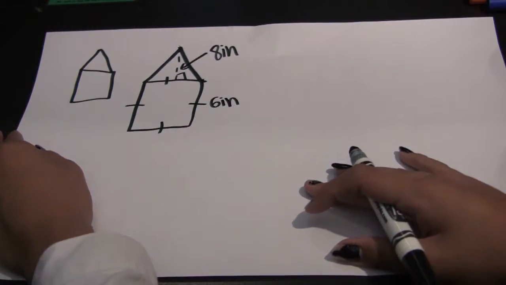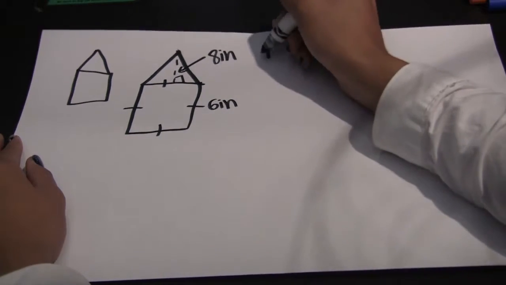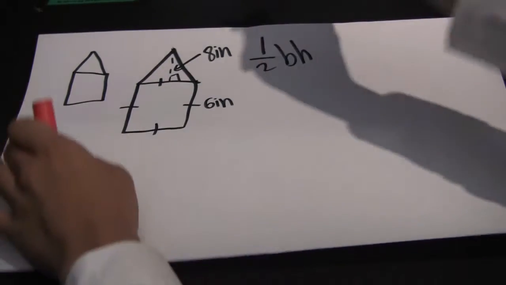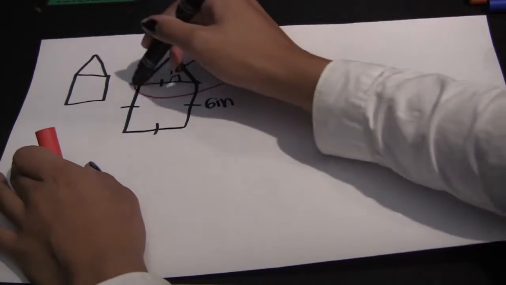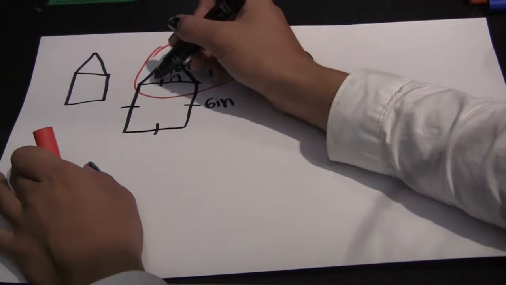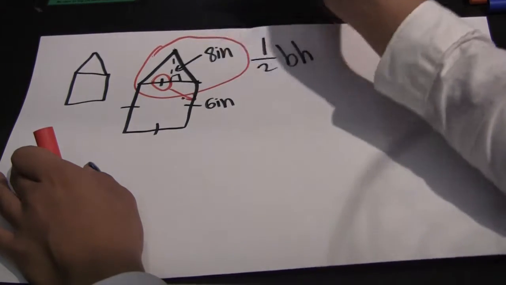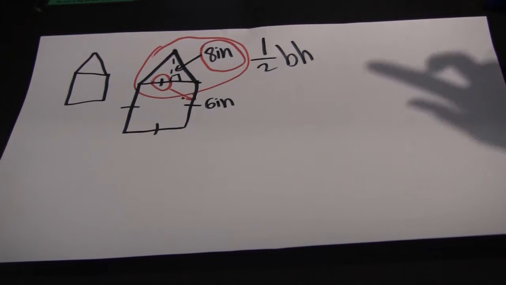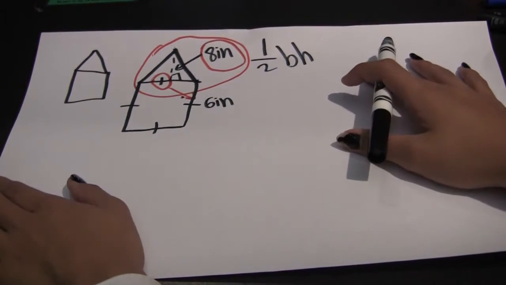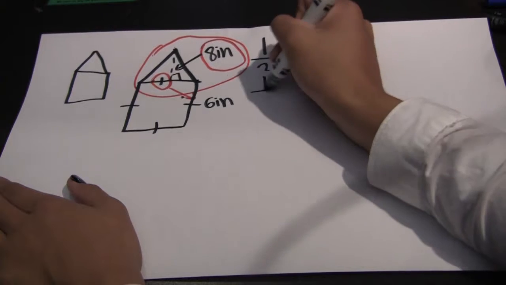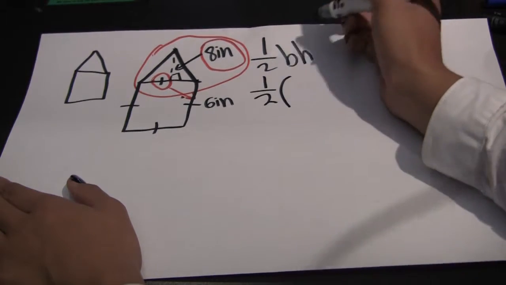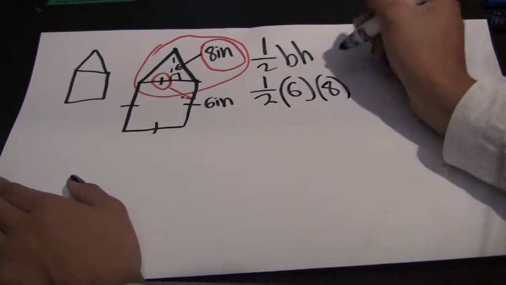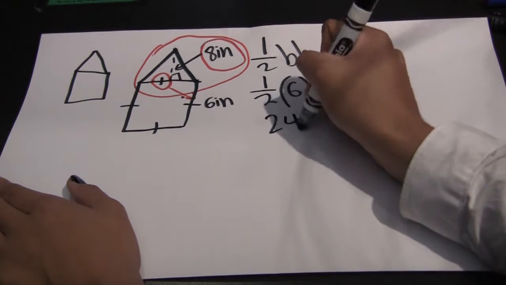Now, the first equation you're going to use is 1/2 base times height. The reason you're going to use this is because this is a triangle. And you know the base because this and this are the same, and you also know the height. So you really don't have to do much. You're just going to put it in: 1/2 times the base, which is 6, times the height, which is 8. And your answer is going to be 24 inches squared.